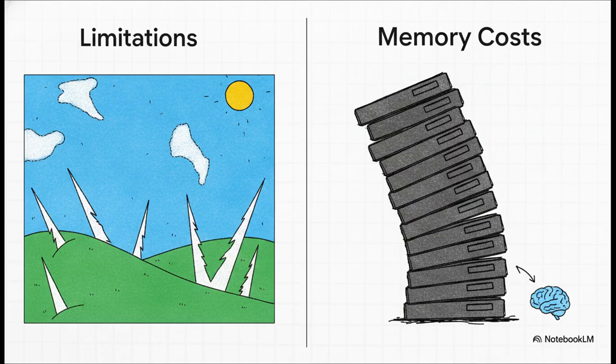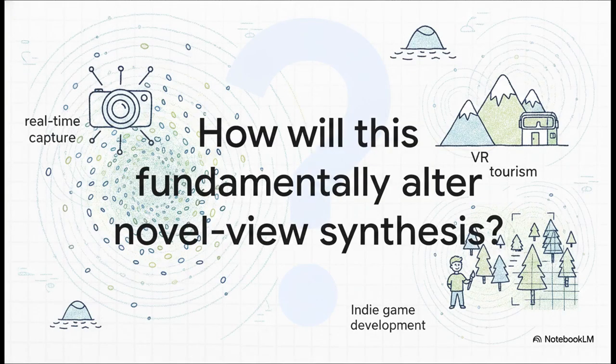Looking forward, the authors correctly point to the urgent need for robust memory compression techniques and more advanced optimization tuning to allow these incredibly detailed environments to be easily streamed over standard internet connections. And that leads me to pose this critical, incredibly open-ended question directly to you. How will real-time 3D Gaussian splatting fundamentally alter the landscape of novel view synthesis and traditional rendering pipelines?